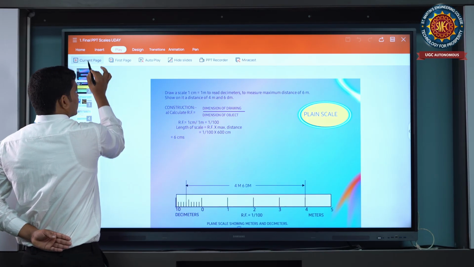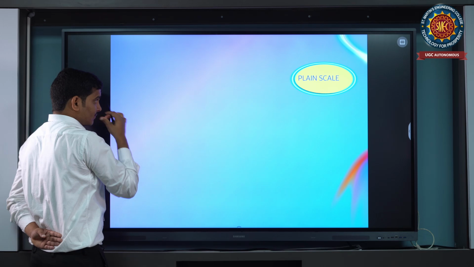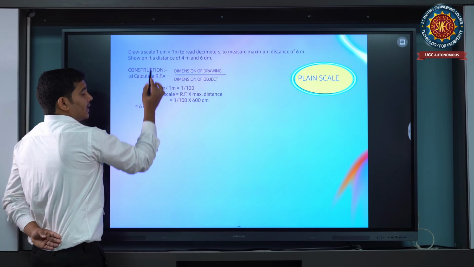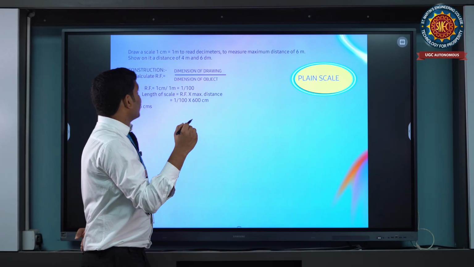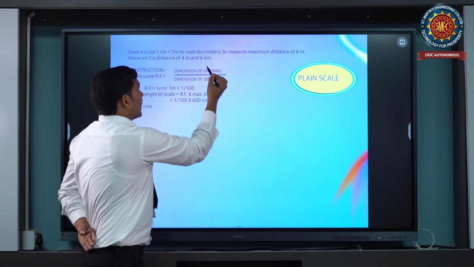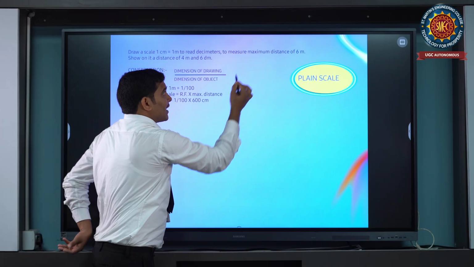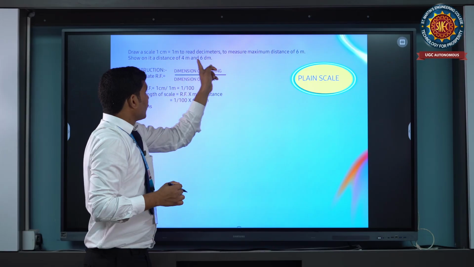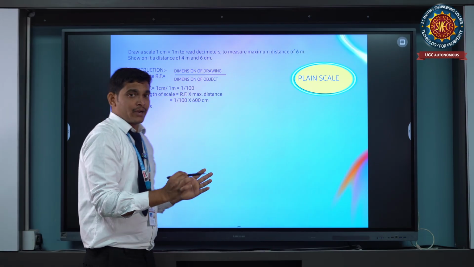The first one is the plain scale. Draw a plain scale where 1 centimeter reads decimeter and meter. The maximum distance is 6 kilometers, and show a distance of 4 meters and 6 decimeters. It is a very, very important problem.